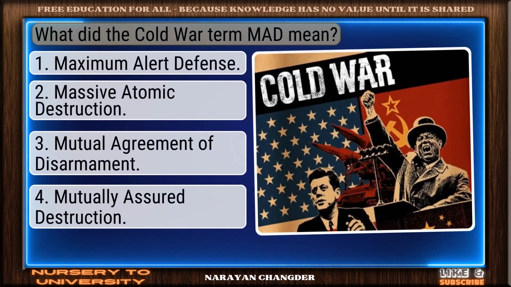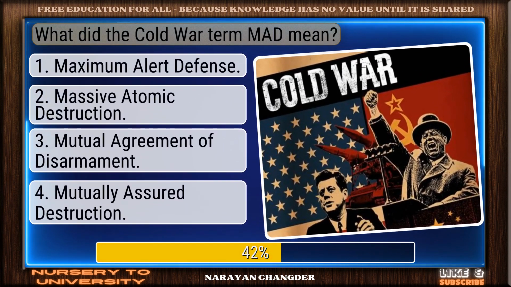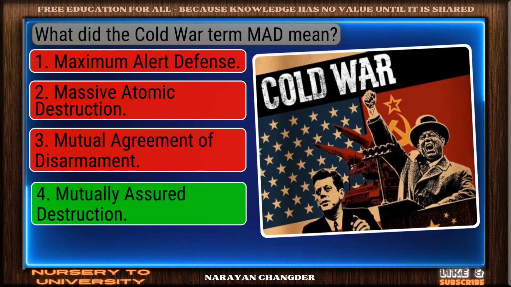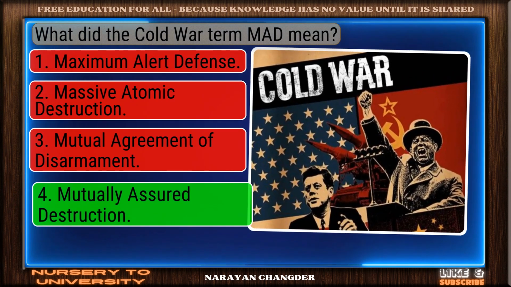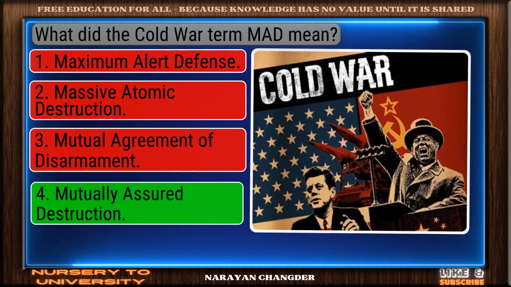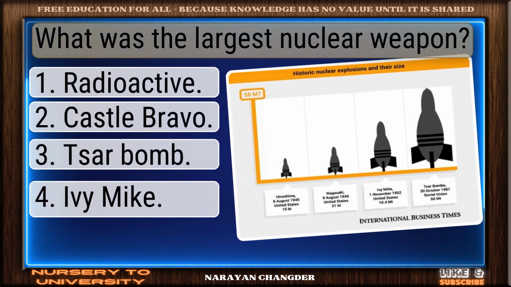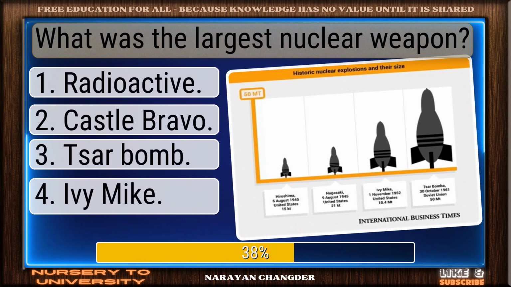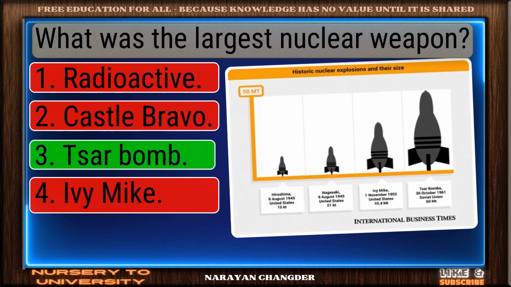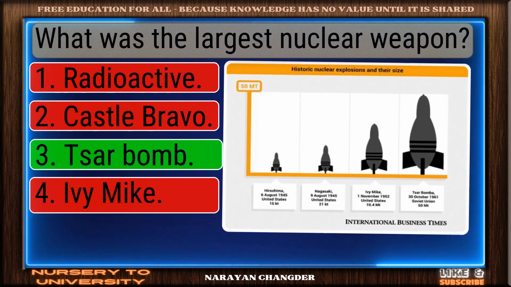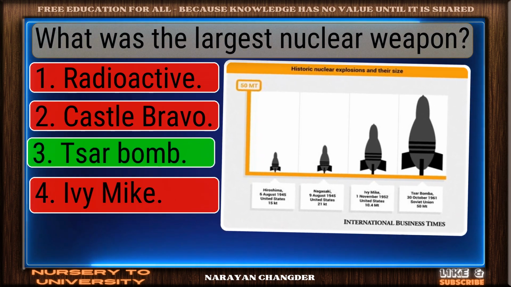What did the Cold War term MAD mean? You got it. Your choice, mutually assured destruction, is right. What was the largest nuclear weapon? Great job. Tsar Bomba is the accurate answer.